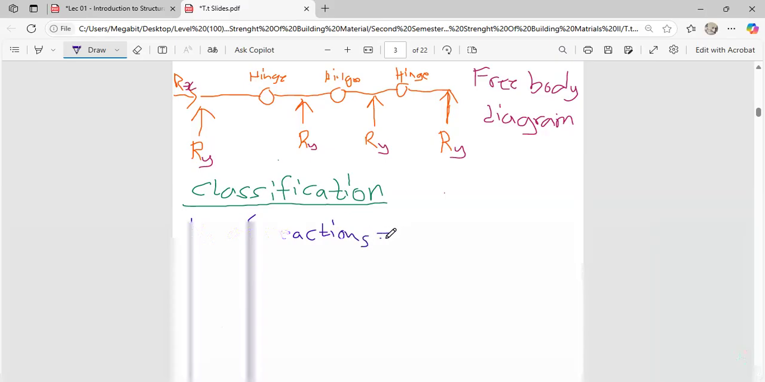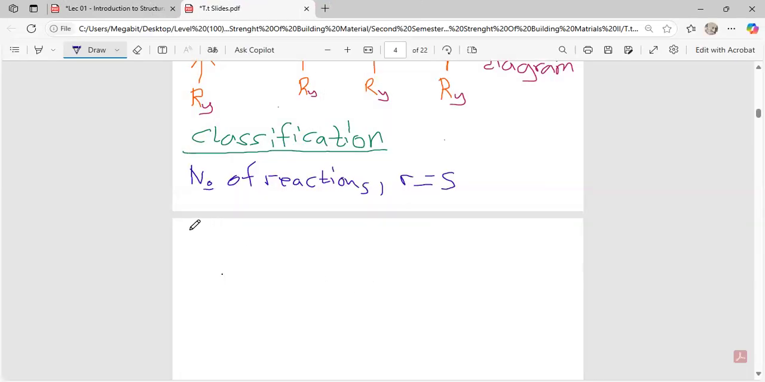The number of reactions, comma, is equal to 5. The number of reactions, R, is equal to 5. Then from there, where are we going to? We are going to our equation of condition.